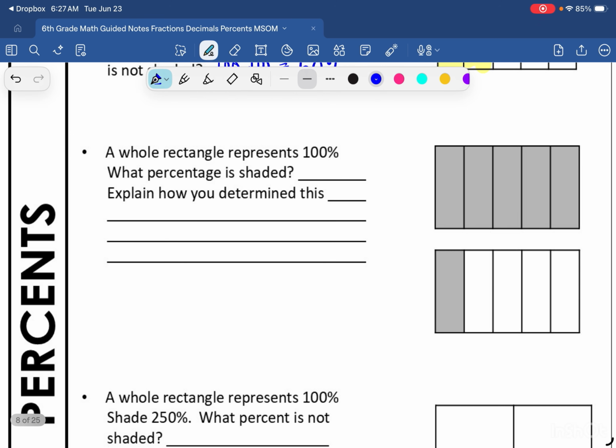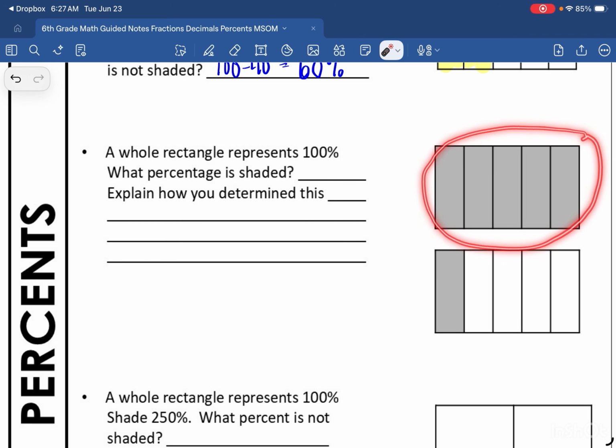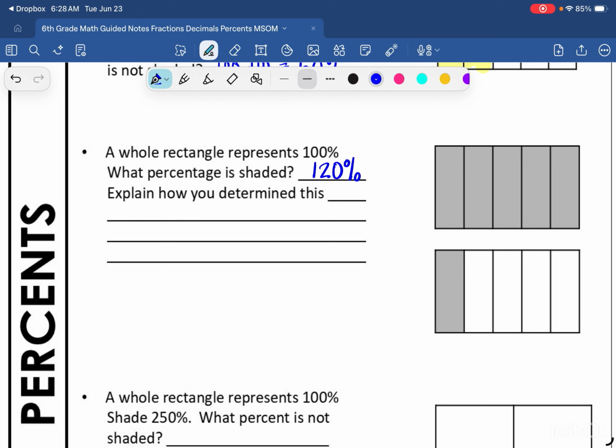A whole rectangle represents 100%. What percent is shaded? So looking at here, I have 100% plus, this is going to be 20 because 20, 40, 60, 80, 100. So I have 120%. Explain how you determine this. One whole rectangle is 100% plus 20% of the next rectangle equals 120%.